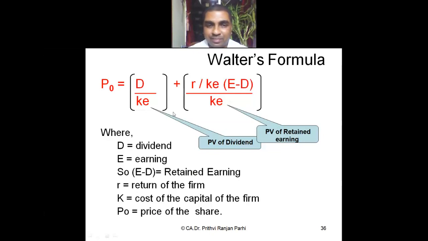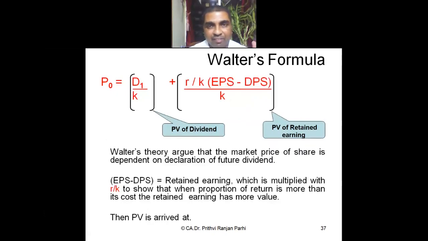That is the formula. Okay, yes, sir. We need to understand the formula, and how the formula has been derived. I think I have clarified that. Another way of expressing the same formula: instead of D, I am calling it D1, that means future or expected dividend. Since the dividend is constant, D0 is equal to D1 is equal to D2. I am writing expected dividend divided by cost of equity plus R by K multiplied by EPS, earning per share, minus DPS, dividend per share. The same thing, E minus D, I am calling EPS minus DPS. I am getting the present value of the retained earning.